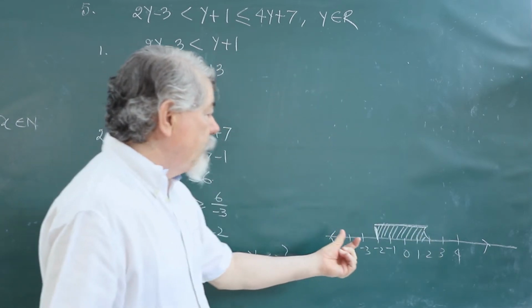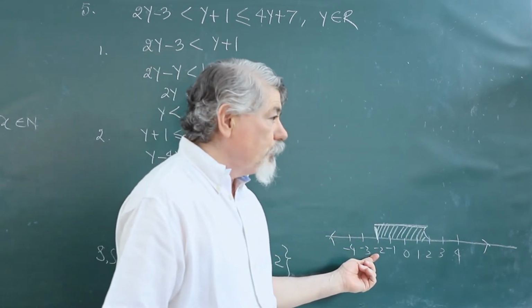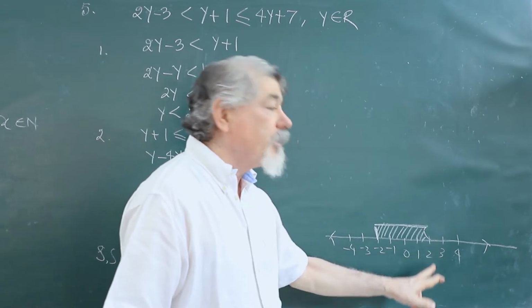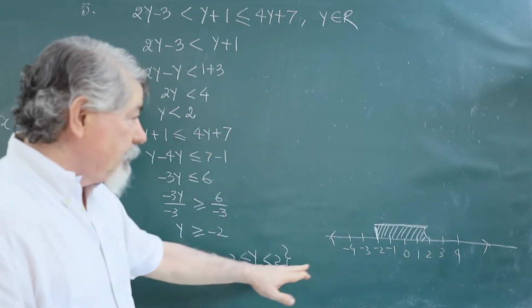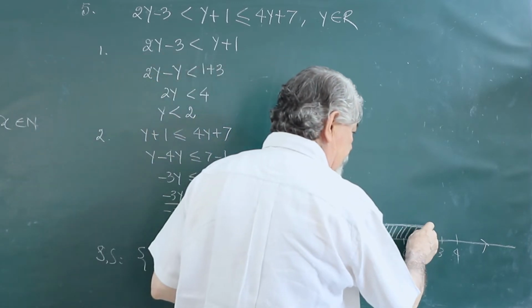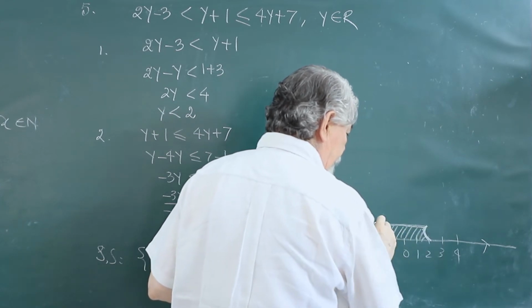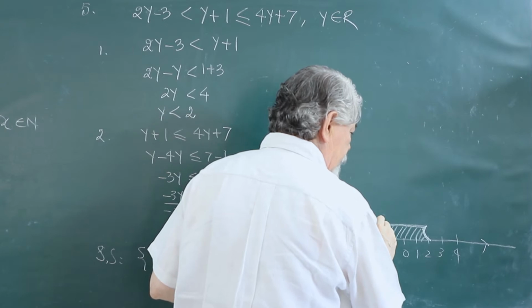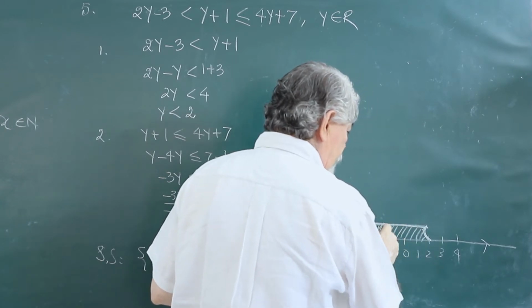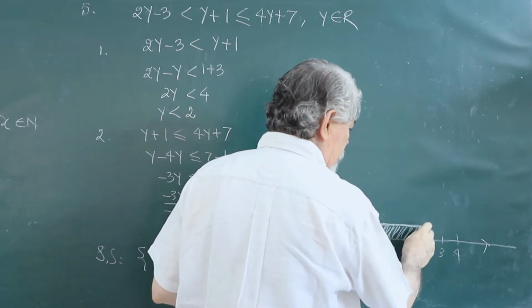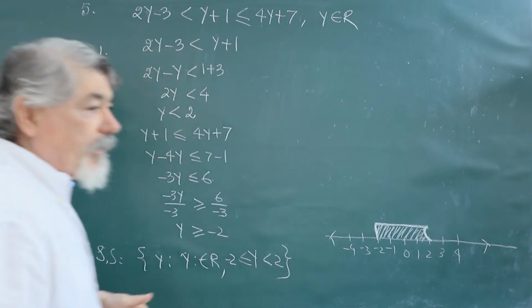So all the values starting with minus 2 till 4, but not equal to 4. It is less than 4, which is why we have indicated it with this curve. And when it is equal to, we show it with this. All the values in between are part of this inequation.